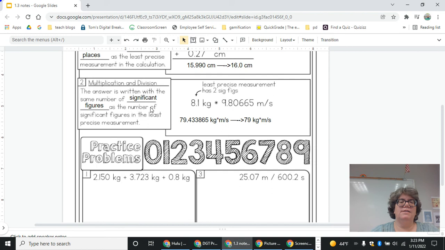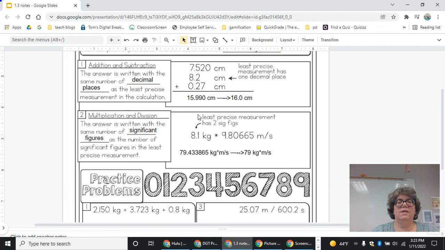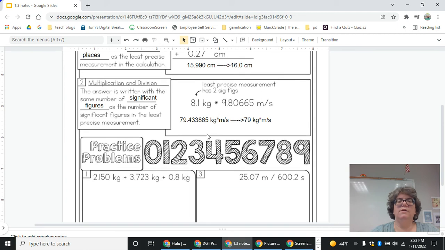The answer has the same number of significant figures as the smallest number in the problem. This number has 2 significant figures. This number has 1, 2, 3, 4, 5, 6. So our answer can only have 2 significant figures. Multiply these two numbers together and we get this, 79.433865. But we have to round that to 2 significant figures, so we get 79. So multiplication and division is a little bit different than addition and subtraction. Right? Look back over those if you need some help.